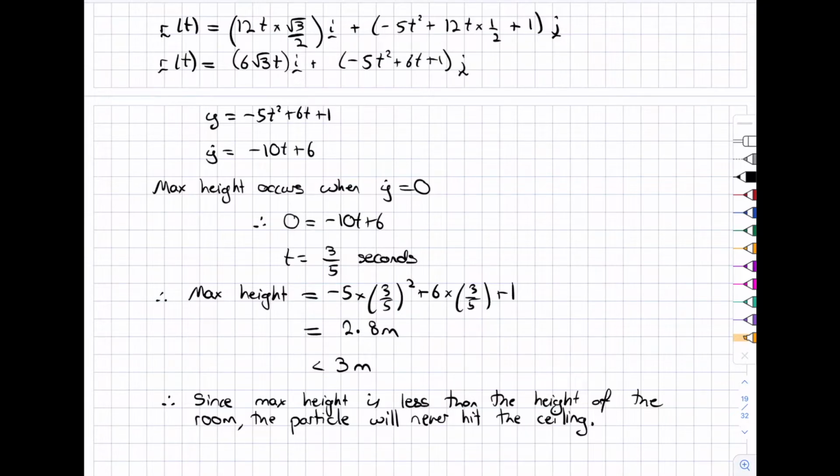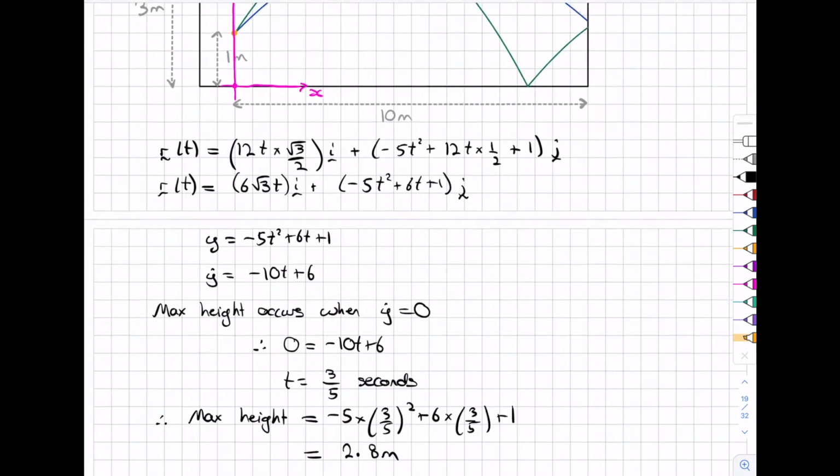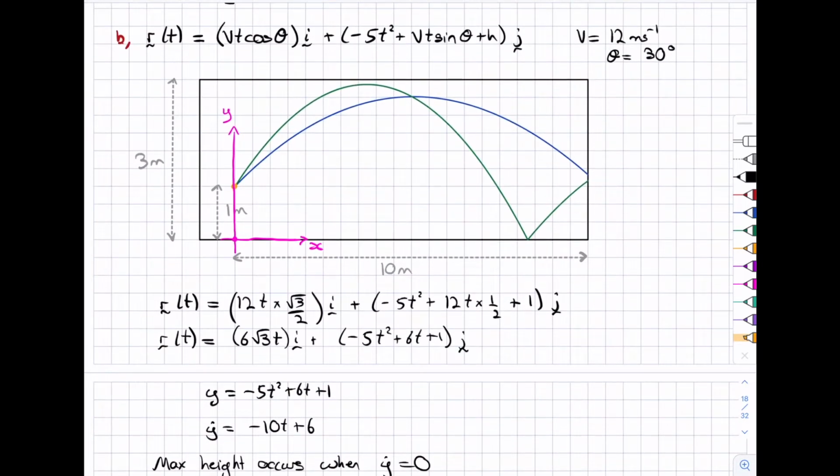Okay, so since the maximum height is less than the height of the room, the particle is never going to hit the ceiling, okay? And so we've shown that first part that we wanted to show. Now, what was the second part again? The second part was that this particle, when it's projected, will hit the far wall before it hits the ground, okay? So how could I show that?